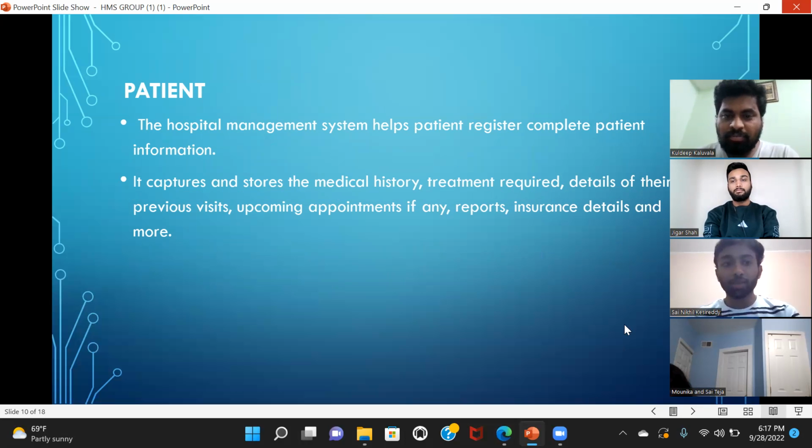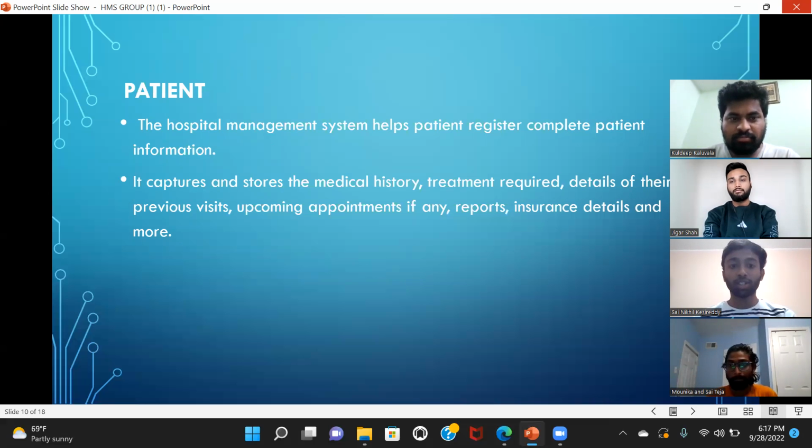Hello, this is Sai Nikhil. As we can see, the patient module of the hospital management system helps register the complete patient information. Through this, it can capture and store the medical history of patients so that they can receive the required treatment, along with the details of previous visits and upcoming appointments. All of them are stored, along with the insurance details and more. Next slide, please.